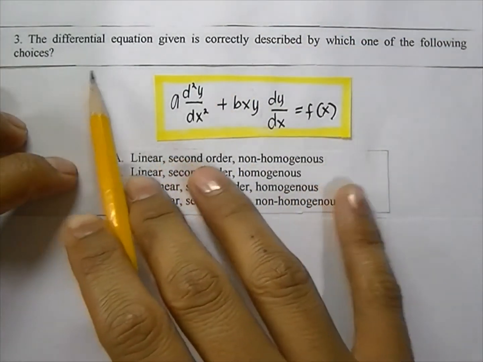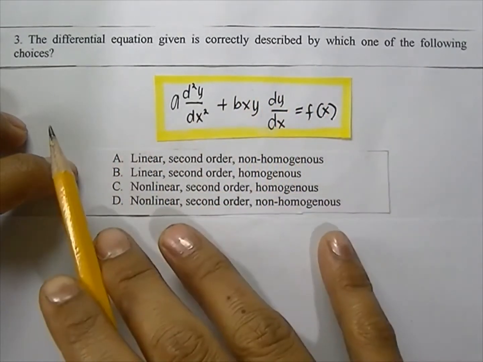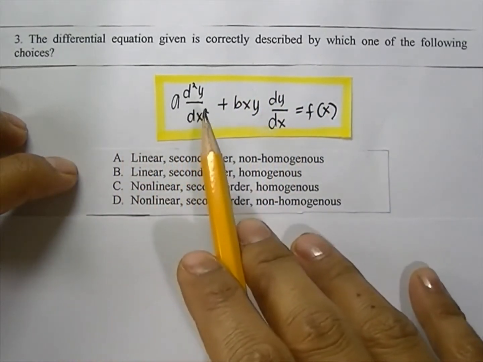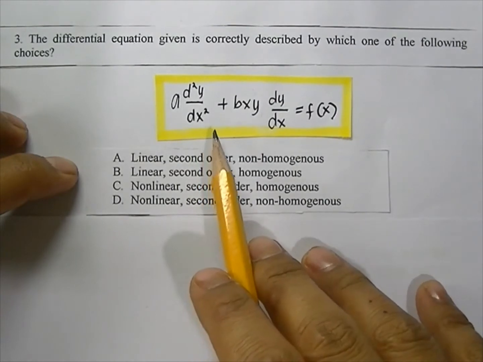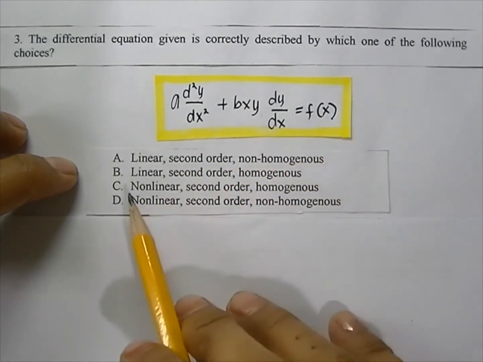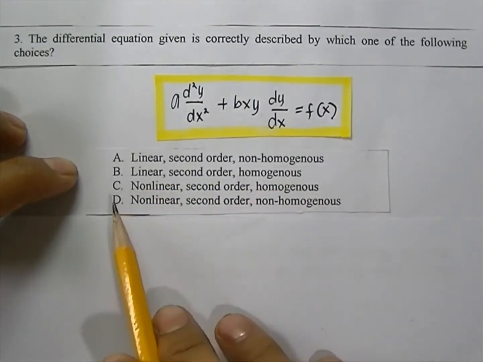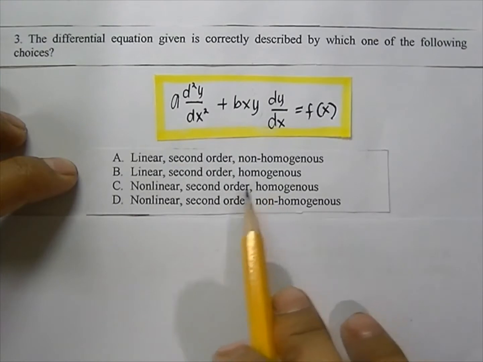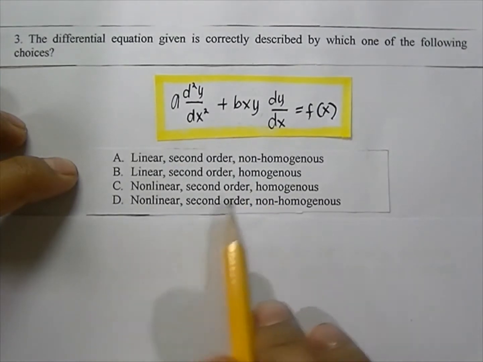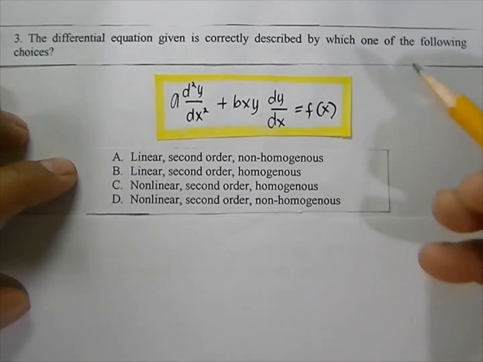Number 3, the differential equation given is correctly described by which of the following choices? A d squared y over dx squared plus b x y dy over dx equals f of x. A. Linear second order non-homogeneous. B. Linear second order homogeneous. C. Nonlinear second order homogeneous. Or D. Nonlinear second order non-homogeneous.